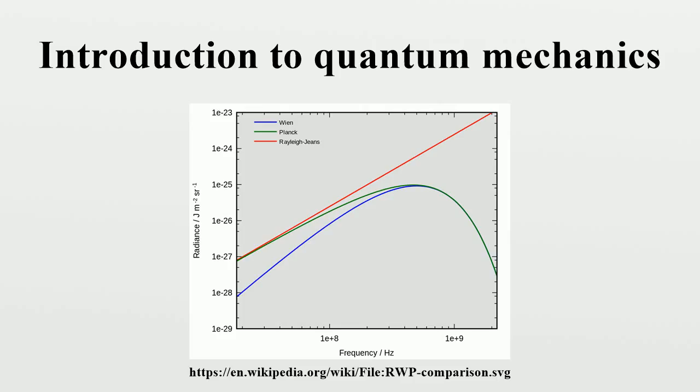He suggested that quantization was not just a mathematical construct, but that the energy in a beam of light actually occurs in individual packets, which are now called photons. The energy of a single photon is given by its frequency multiplied by Planck's constant.